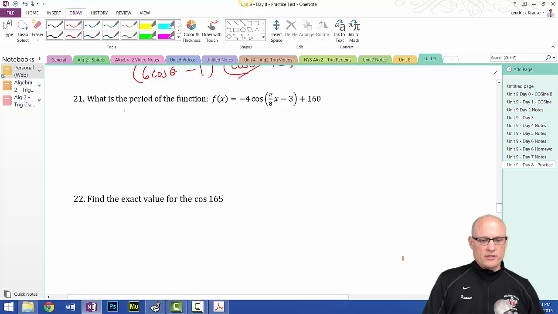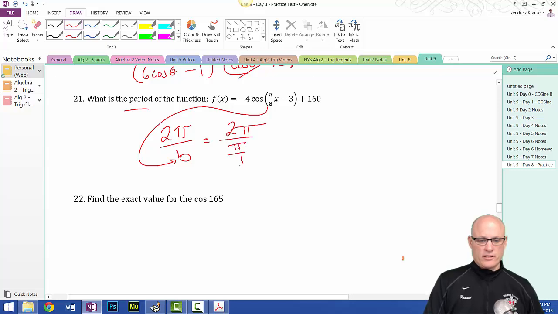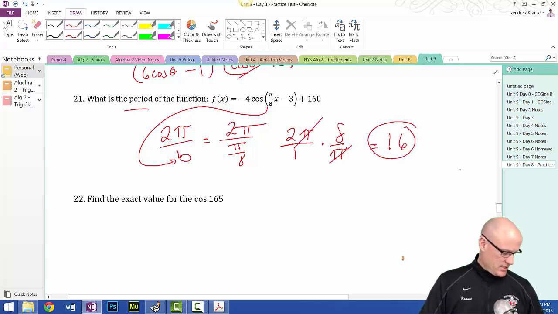What is the period? Okay, period is defined as 2 pi over b. b is pi over 8. So it's really 2 pi over pi over 8, which means we're going to flip and multiply. So 2 pi over 1 times 8 over pi. Pi's cancel. My period is 16. Done.